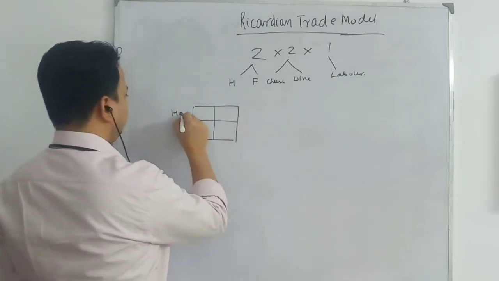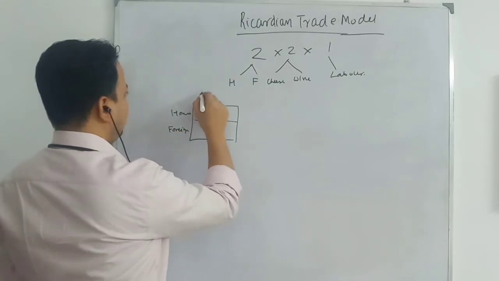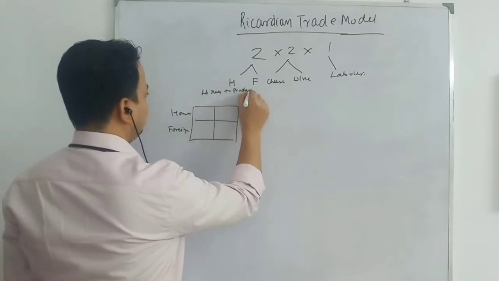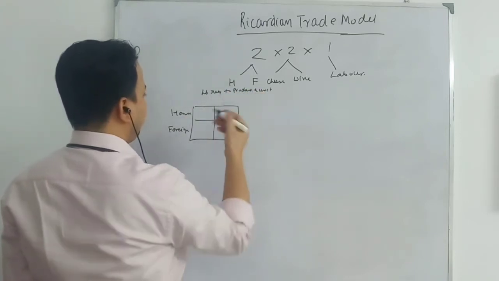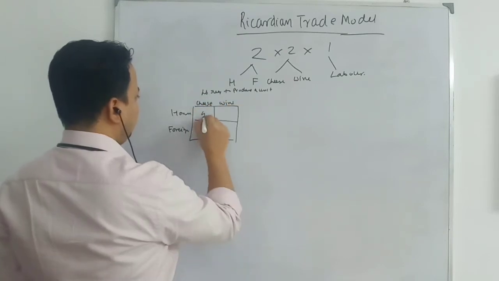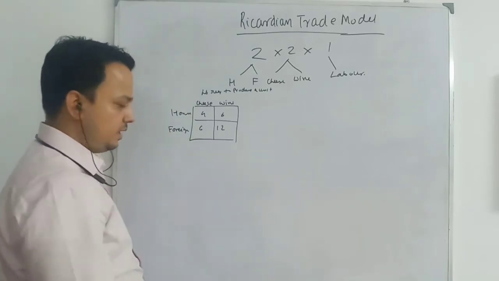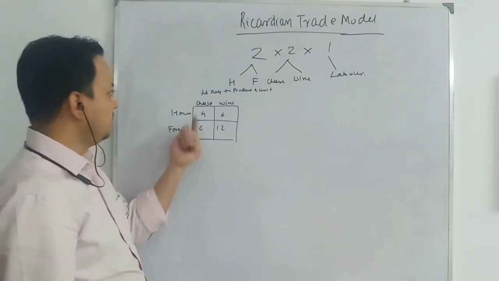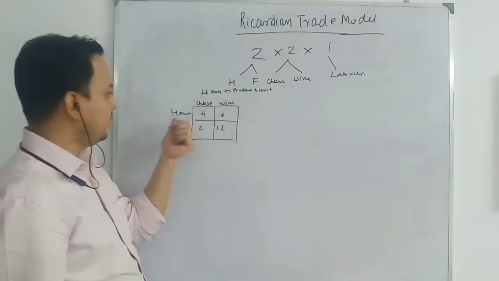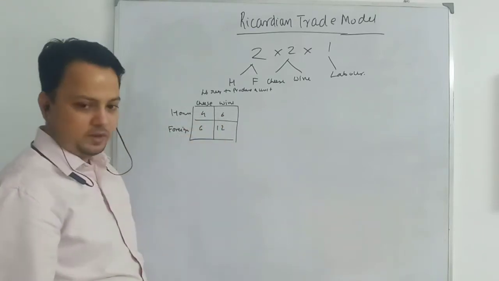The example that I have given you is this one. We have home and foreign, and this is the labor required to produce a unit of either cheese or wine. Cheese, wine: 4, 6, 6, 12. So in this case, when we look at labor required to produce a unit of either cheese or wine, the home country has a comparative advantage in cheese as well as in wine, right?